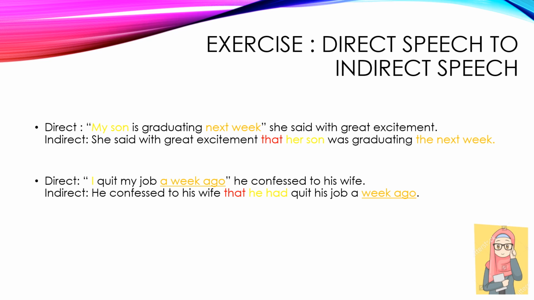Again, second example, let's look into it quickly. Direct: "I quit my job a week ago," he confessed to his wife. Indirect: he confessed to his wife that he had quit his job a week before. You can see in the direct I used the word I, and when I was converting into indirect, it turned into he had. A week ago converted into a week before, and we added the word that in the middle. That is the conjunction.